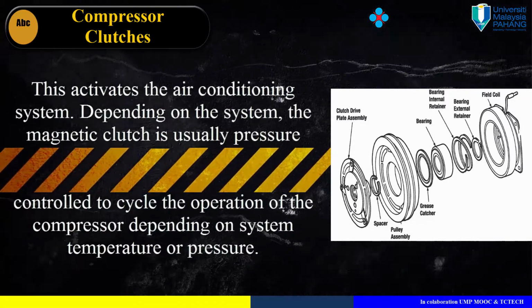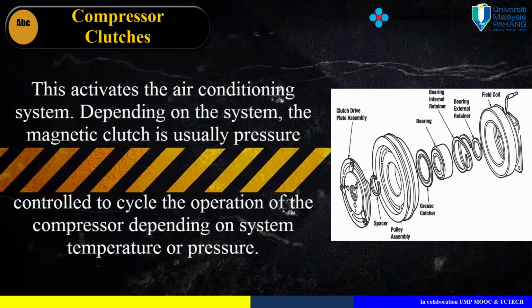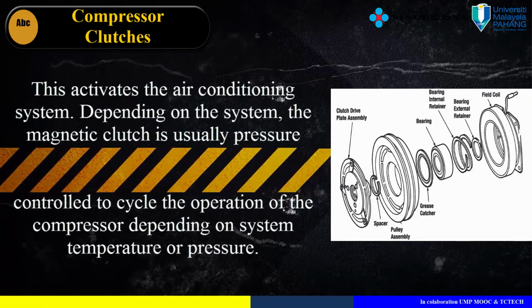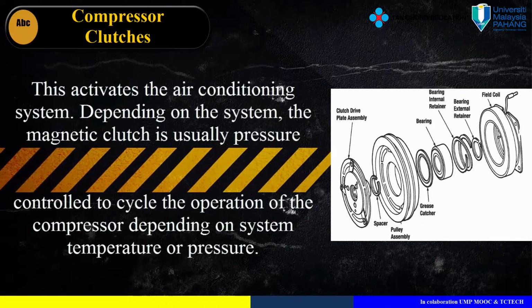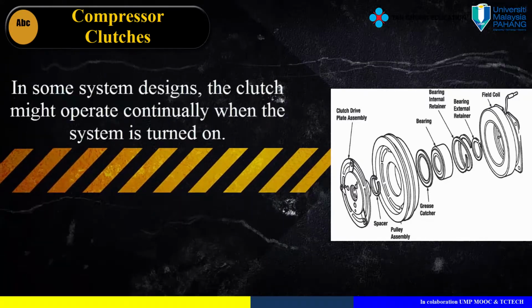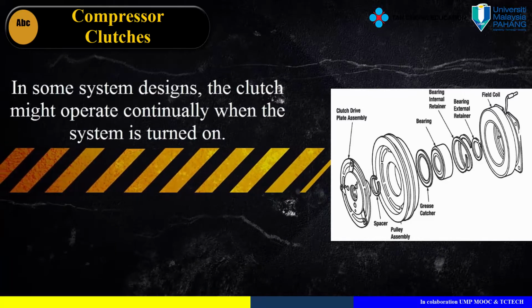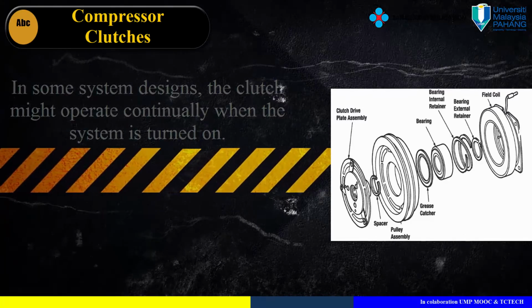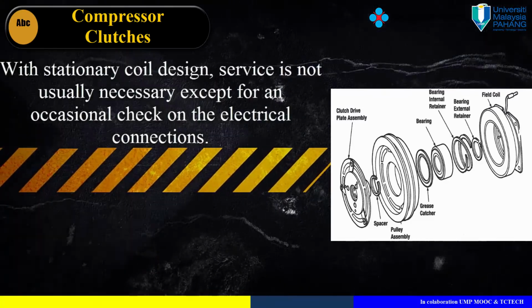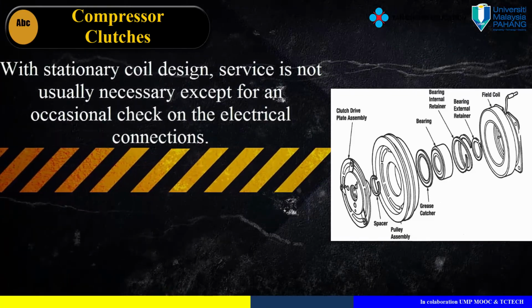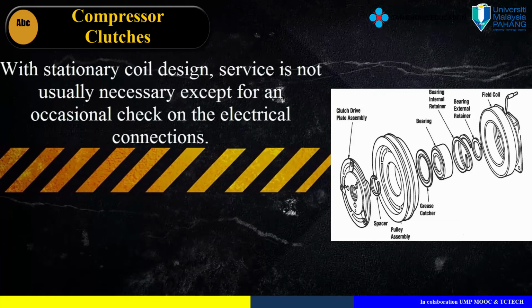Depending on the system, the magnetic clutch is usually pressure controlled to cycle the operation of the compressor, depending on system temperature or pressure. In some system designs, the clutch might operate continually when the system is turned on. With stationary coil design, service is not usually necessary, except for an occasional check on the electrical connections.